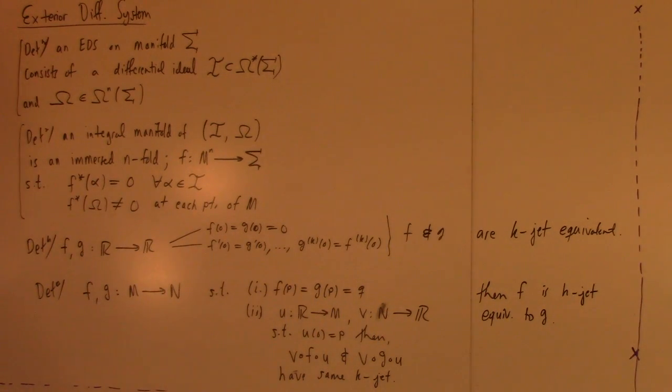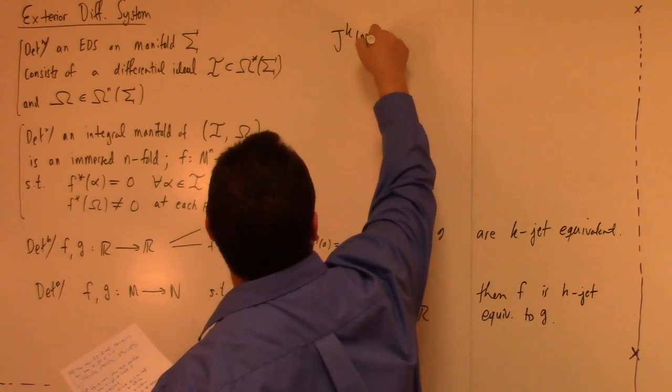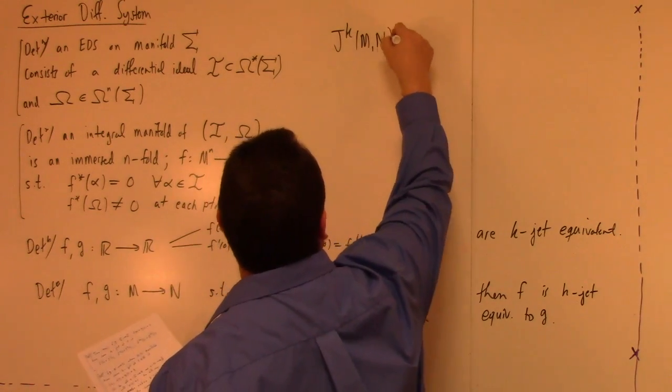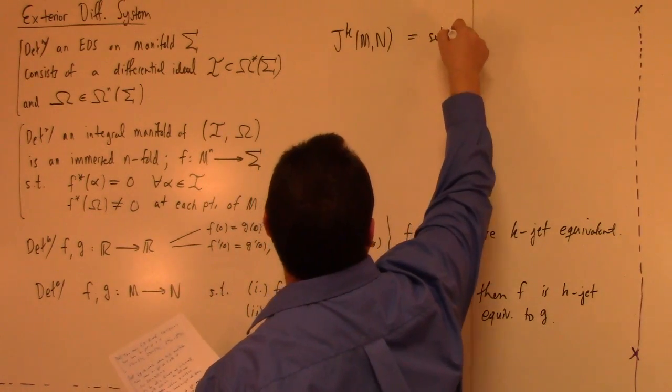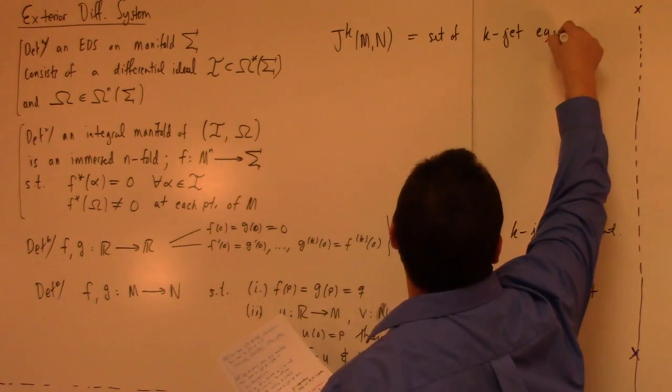And that basically, folks, is what we need. So you look at the sets of k-jet equivalence classes, and this is how we build the jet space, or this is a cool way to build it anyway. So just to get to the point, the kth jet space of maps from M to N is the set of k-jet equivalence classes.